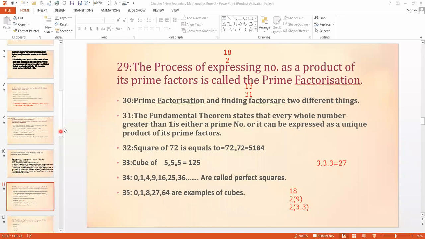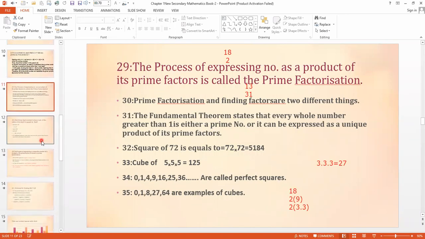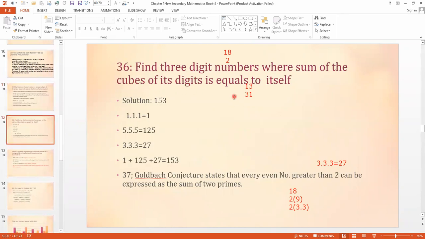Now we move towards the next slide. I think all of these are very easy. You have to understand. Okay, find 3-digit numbers where the sum of the cubes of its digits is equal to itself. You will tell me the 3-digit number where, when you add, you get the number itself. And that number is 153.